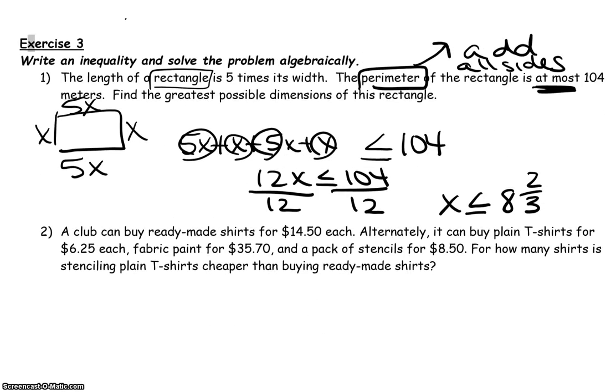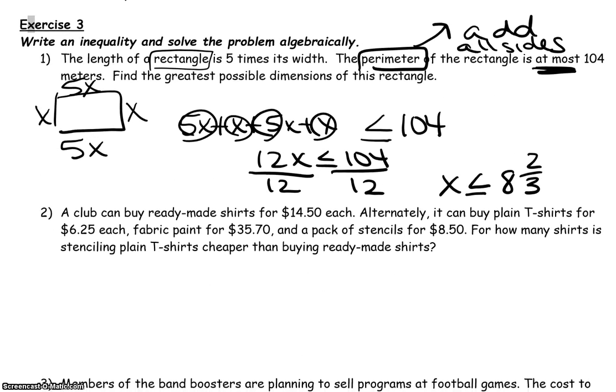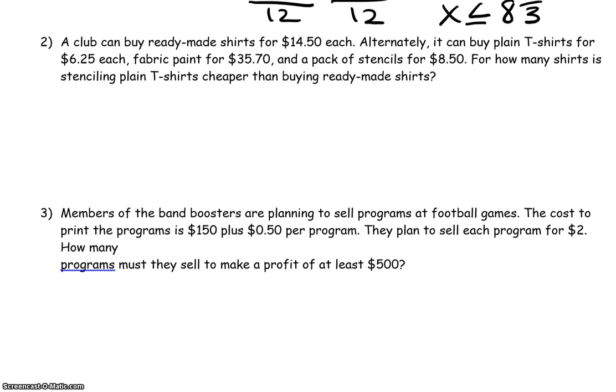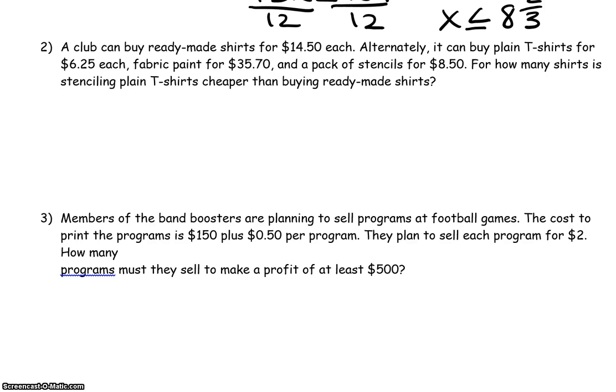If I'm going too fast for you, you need to make sure you're pausing the video so you can catch up with the work. A club can buy ready-made shirts for $14.50 each. $14.50 each means you're going to have a variable there. Alternatively, it can buy plain t-shirts for $6.25 each, fabric paint for $35.70, and a pack of stencils for $8.50. For how many shirts is stenciling plain t-shirts cheaper than buying ready-made shirts?